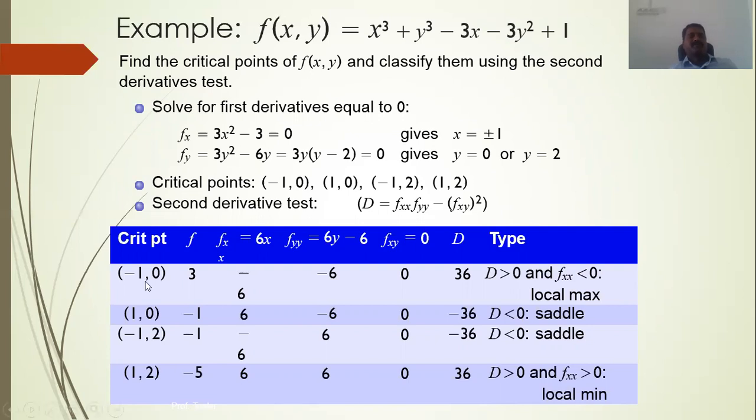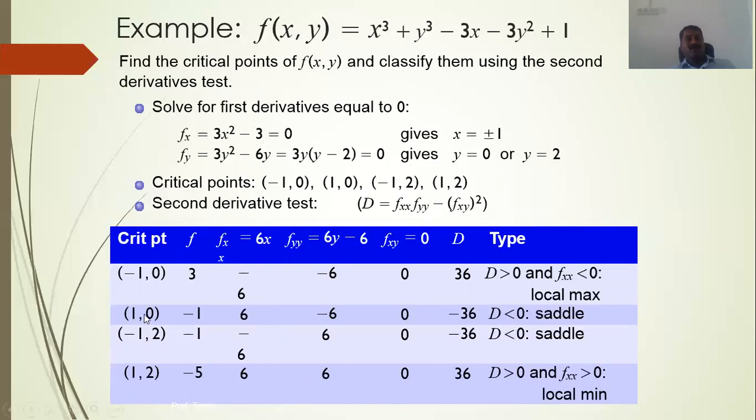First take (-1, 0). Here f equals 3. We have seen fxx equals -6, fyy equals -6, fxy equals 0. D equals fxx times fyy minus fxy whole squared. Plug in all these things here, and you get 36. We see that D is greater than 0 and fxx is -6, which is less than 0. So it's a local maxima.